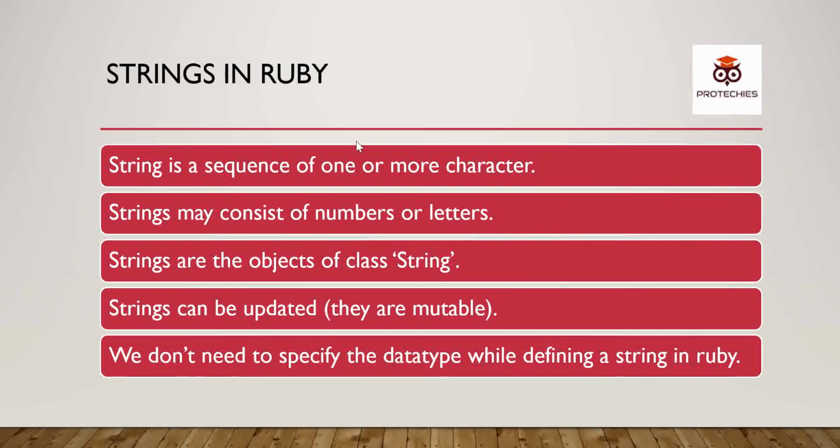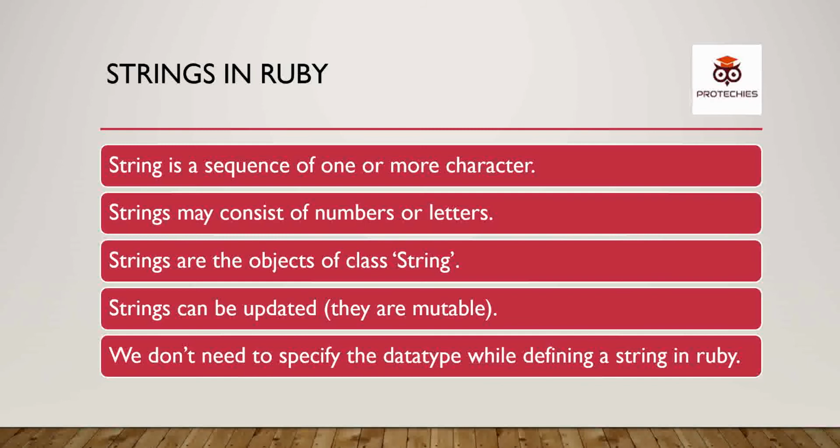Today we are going to understand what strings are in Ruby. You can imagine a string as a sequence of one or more characters. They may consist of numbers or letters, and also, everything is an object in Ruby. So strings are also objects in Ruby, and strings are objects of the class String itself. Okay, and class String itself is also an object. And strings are mutable.